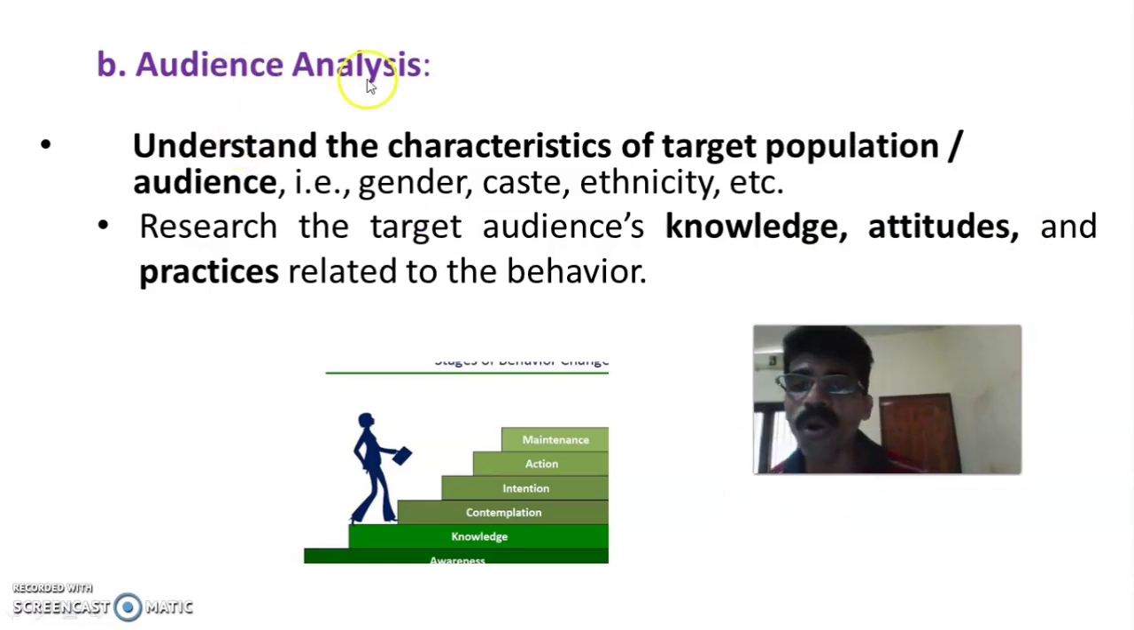Then second one is audience analysis. So here we are going to analyze the individual, family and community, that is audience analysis. So understand the characteristics of the target audience or target population. So we are planning to change the behavior of a particular group of people in the community or in the ward. They are the target population or target audience. So their gender, whether they are male, whether they are female, their caste, their religion, their ethnicity, etc. So all these specific characteristics we'll understand first.